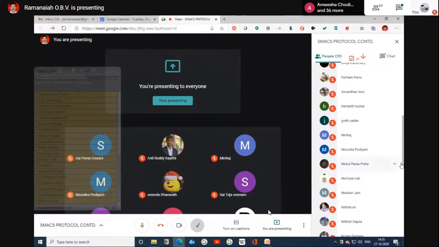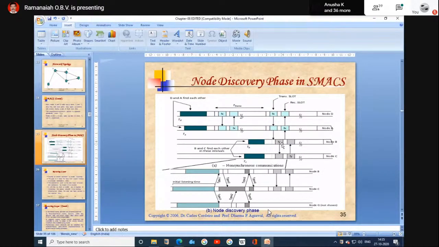A is communicating with B, and B is communicating with A, right? In the diagram, you can see here. This B is fortunate to have duplex communication with A, A and B particularly.